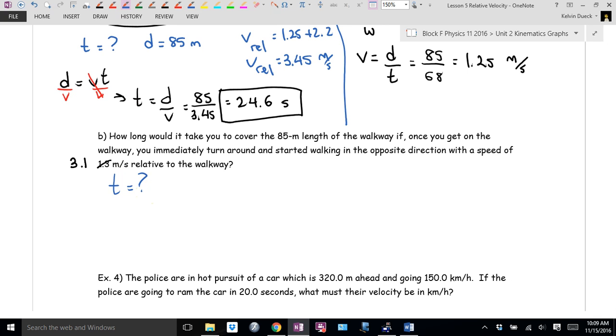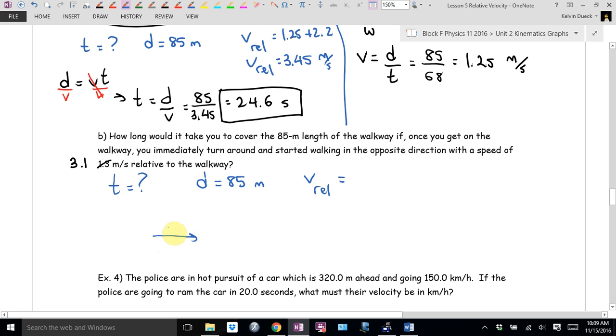Hey, did they give me a distance? How far? Oh, 85? Is there more than one thing moving? I'm going to use relative speed. Now, this time, I'm going to draw a little picture. Here's what we have this time.